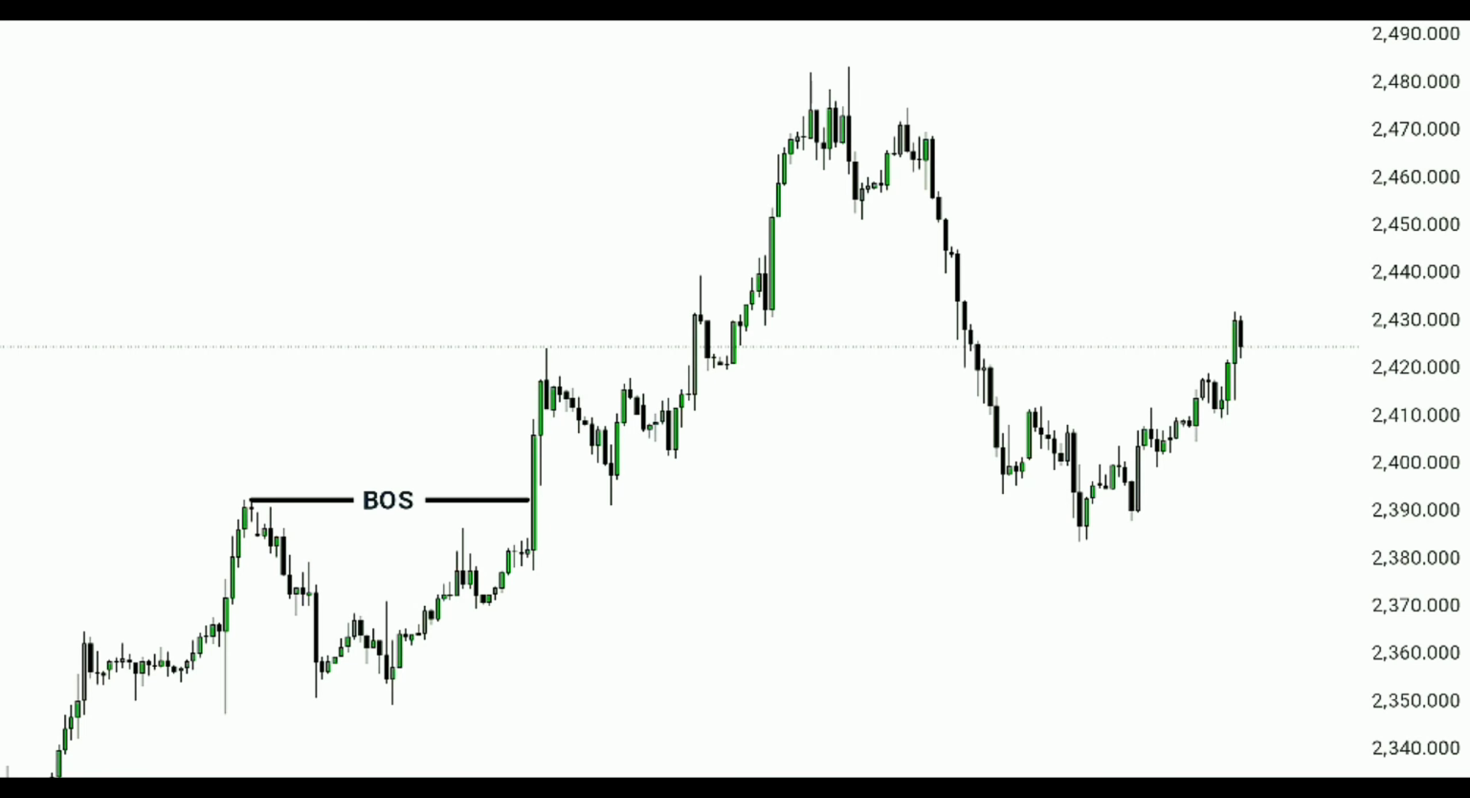A break of structure happens when price closes above a previous high in a downtrend or below a previous low in an uptrend. It shows that control is shifting from sellers to buyers or from buyers to sellers. In this chart, when price broke the previous high, it told us that buyers were becoming stronger. It was not just a small pullback, it was a clear sign that market structure changed.